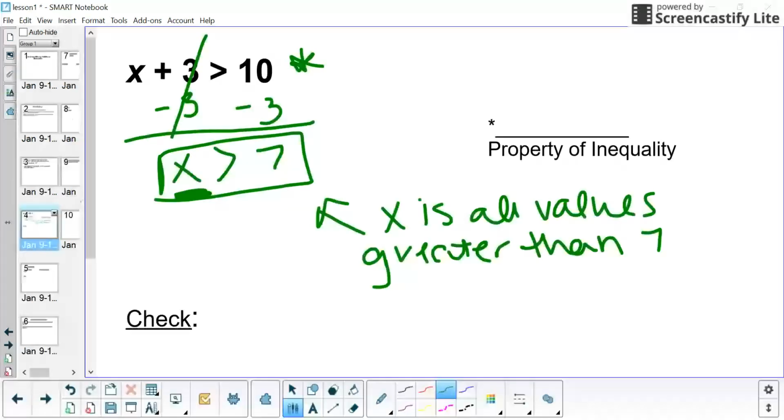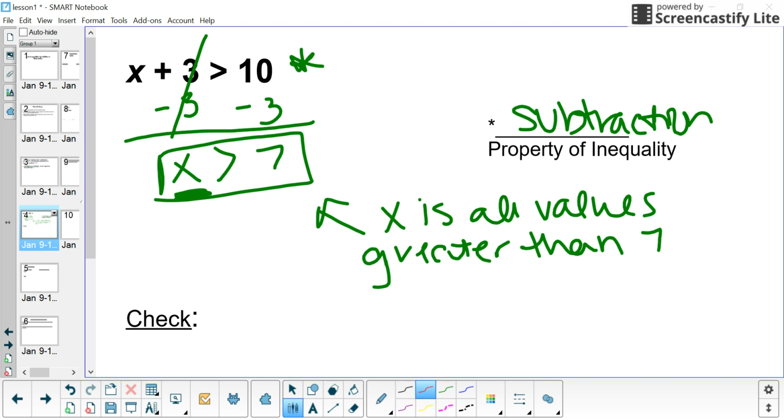So let's just recap. I found my constant, which I said was 3. So I did the opposite, which is minus 3. So I used the subtraction property of inequality to get my x is greater than 7.